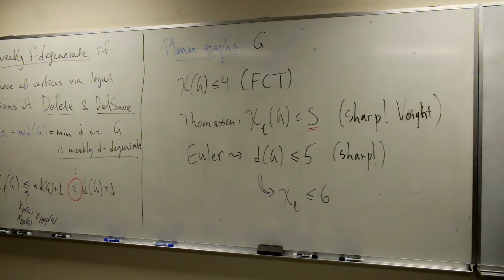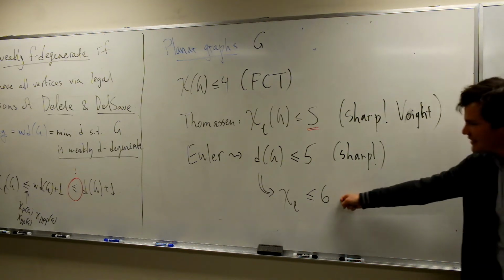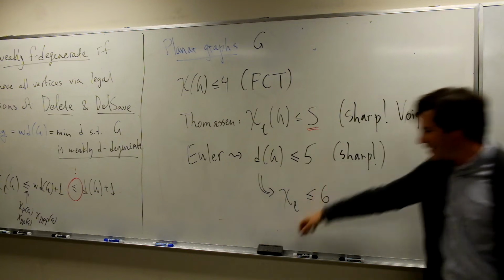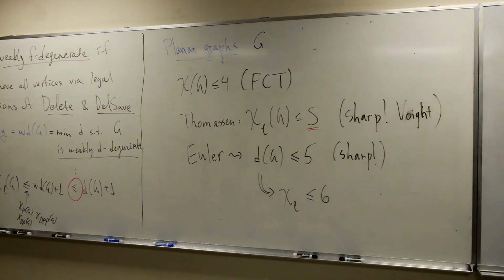And if you teach a graph theory class, this is an exercise to prove a six-color theorem for planar graphs. It's easy, it follows from degeneracy. And this is the best that you can get from degeneracy, which is one off from what we really want. Well, it turns out that if you switch to weak degeneracy, then you can get the improvement by 1 that you want.